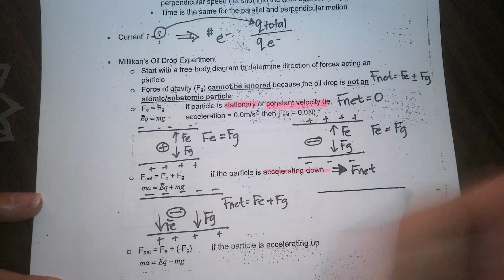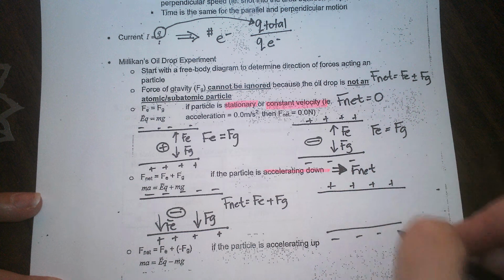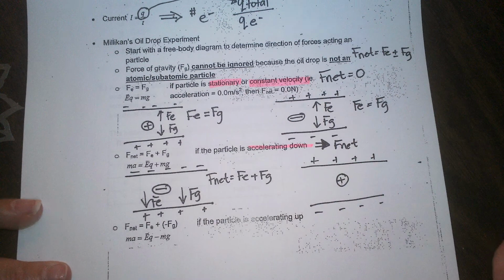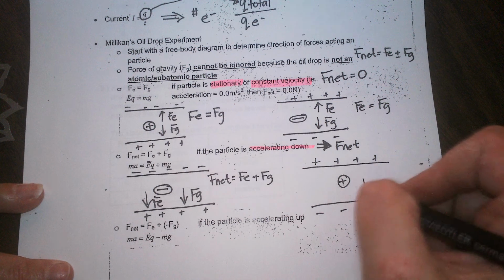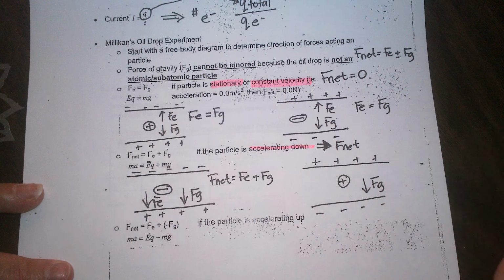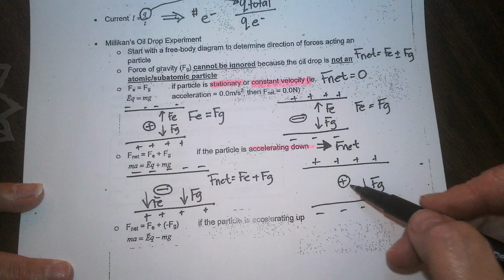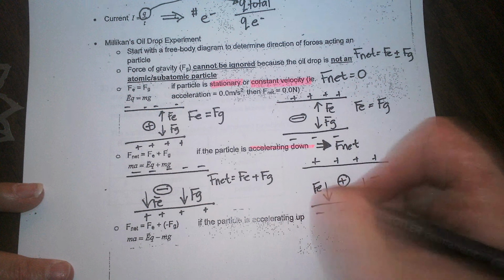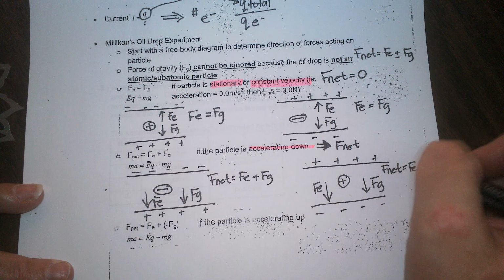Same idea here. And I have a positively charged particle. Gravity moves which way? Force electric's going to move which way? The positively charged particle is going to go to which plate? Down. Okay, same thing. Force net is equal to force electric plus force gravity.